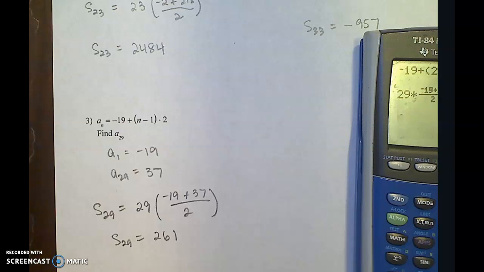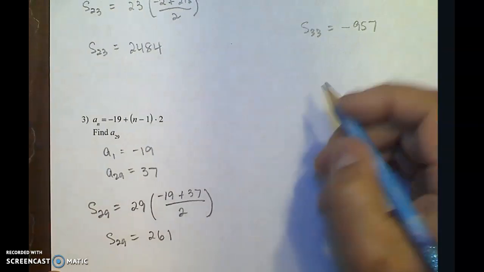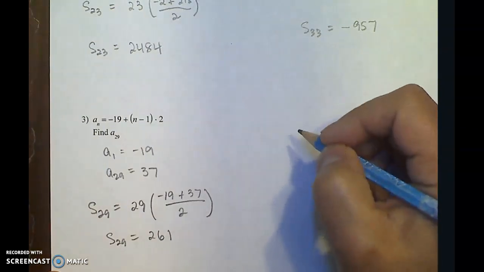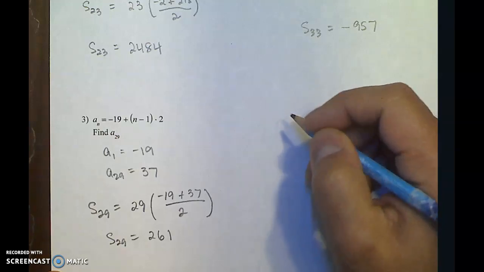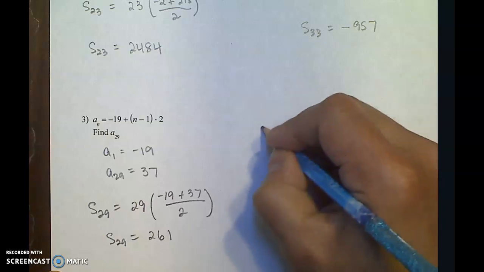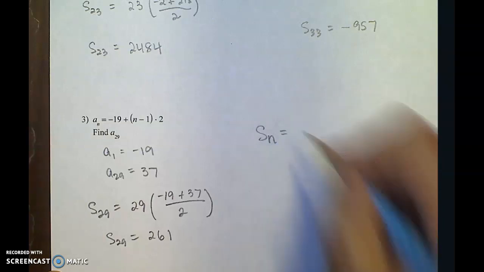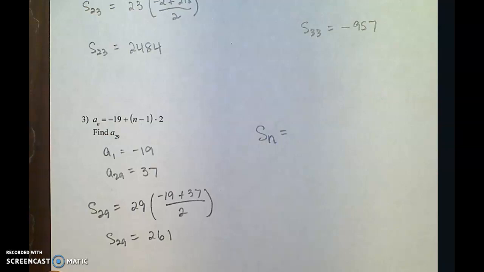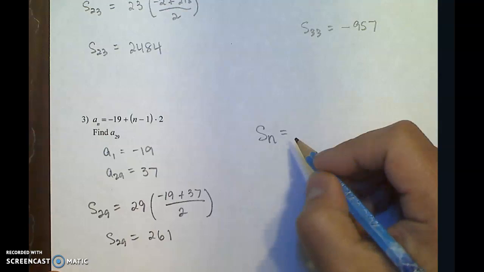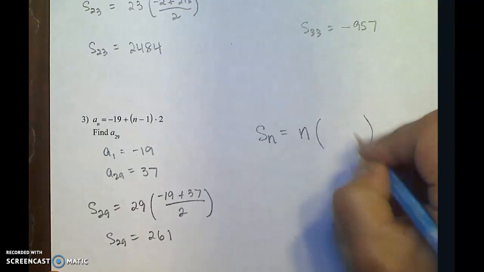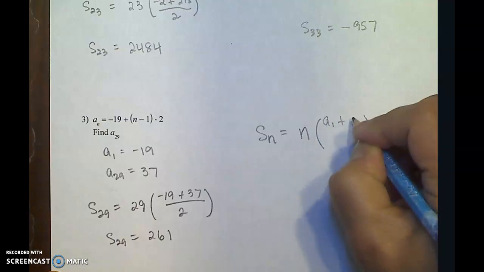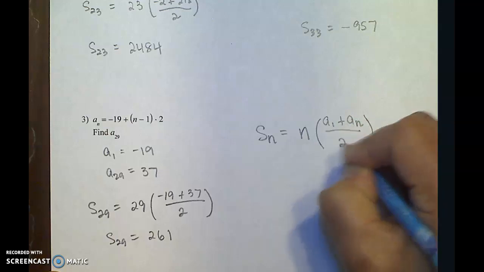Okay. Alright, so again, the recap, to find the sum of an arithmetic sequence for a specified number of terms, it's going to be S sub n. The sum is equal to the number of terms times first term plus the last term divided by 2.